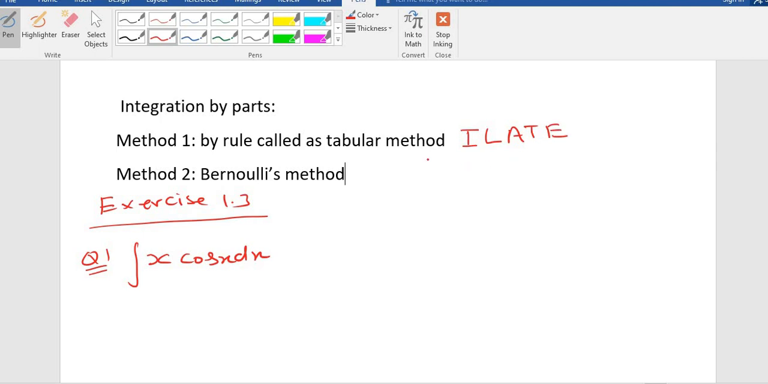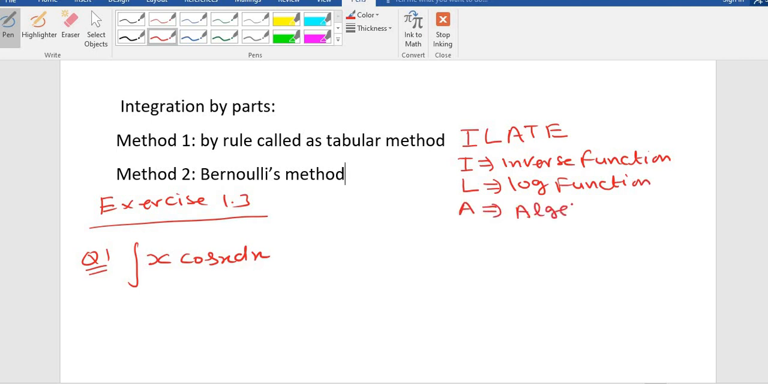ILATE rule means I stands for inverse function, L stands for log function, A stands for algebraic function, T stands for trigonometric function, and E stands for exponential function.